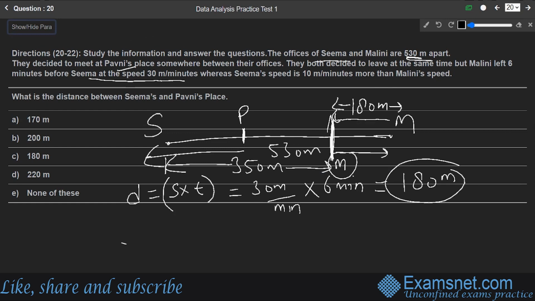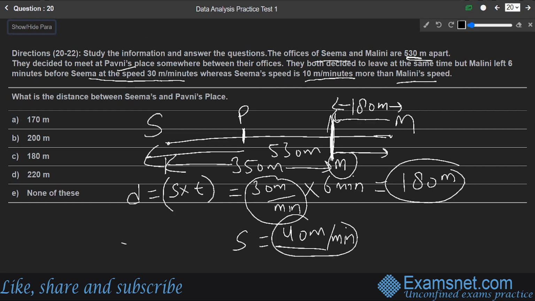Now what they are saying is that Seema's speed is 10 meters per minute more than Malini's speed. Malini's speed was 30 meters per minute, so Seema's speed will be 40 meters per minute. Now what they're asking is, what is the distance between Seema's and Pavani's place? We can see there is a distance of 350 meters between the new position of Malini and the old position of Seema.